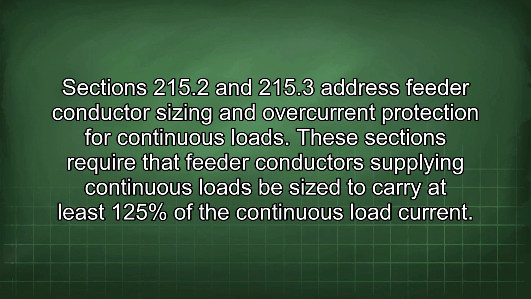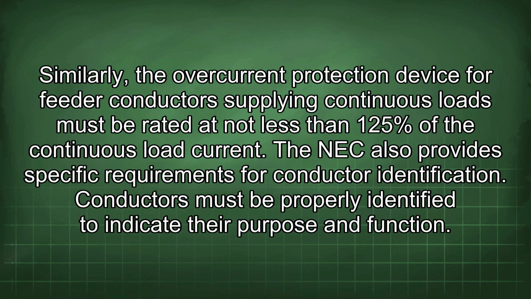Sections 215.2 and 215.3 address feeder conductor sizing and overcurrent protection for continuous loads. These sections require that feeder conductors supplying continuous loads be sized to carry at least 125% of the continuous load current. Similarly, the overcurrent protection device for feeder conductors supplying continuous loads must be rated at not less than 125% of the continuous load current.